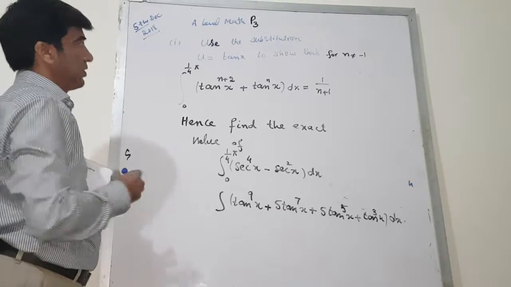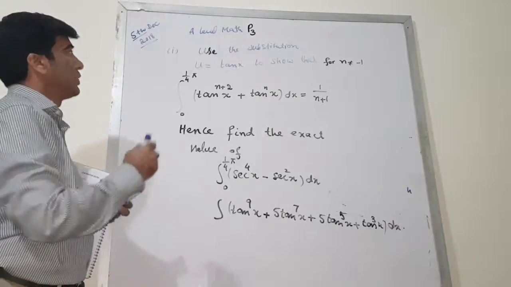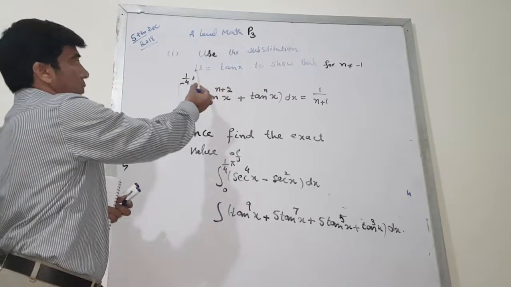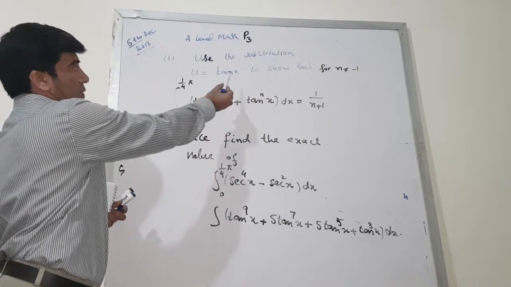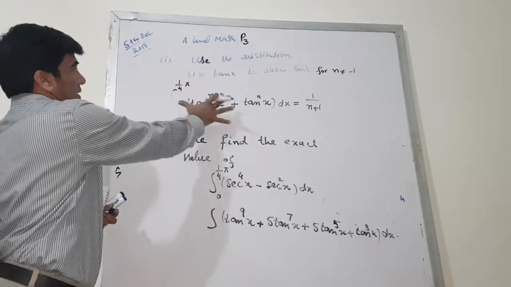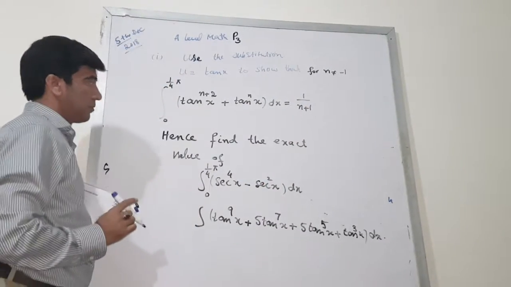A-level mathematics P3, integration by substitution. You see this question: use the substitution u is equal to tan x to show that this expression is equal to 1 over n plus 1.